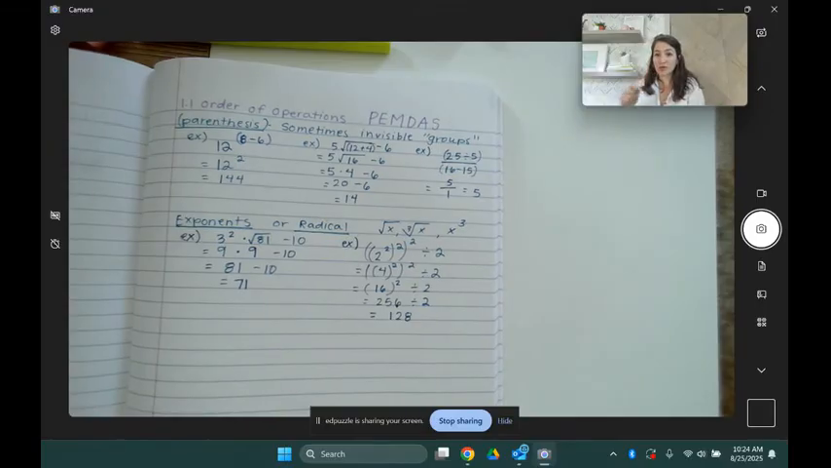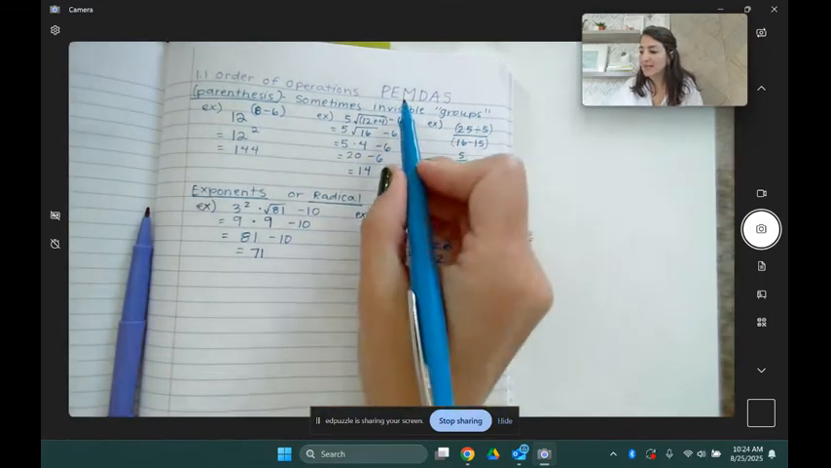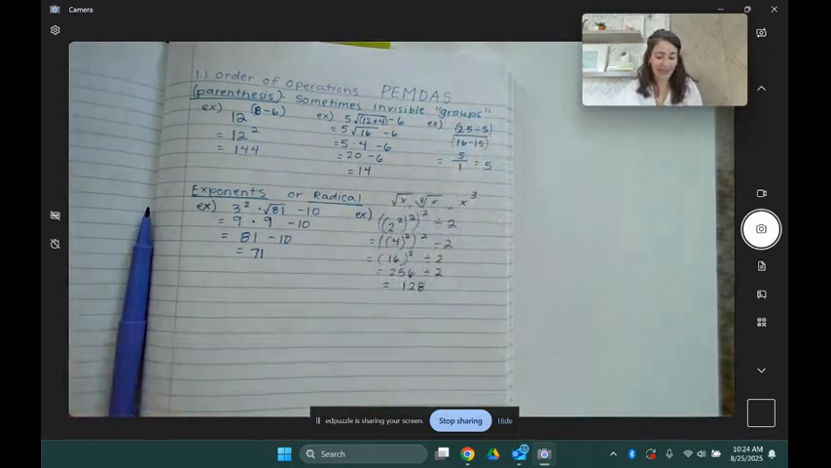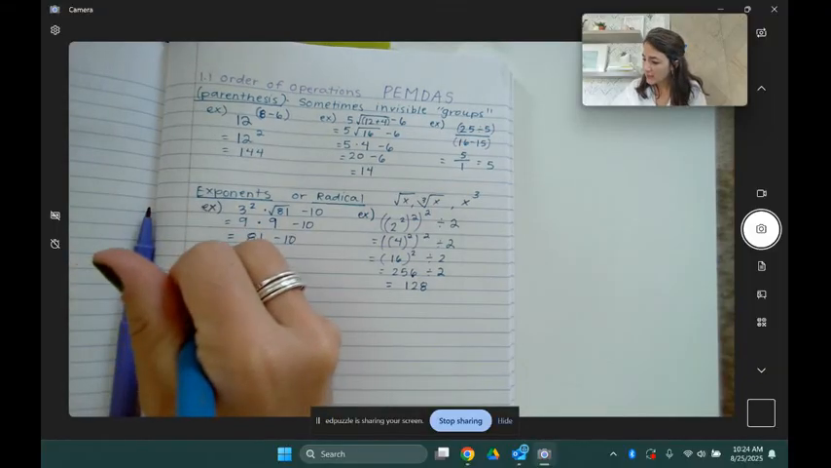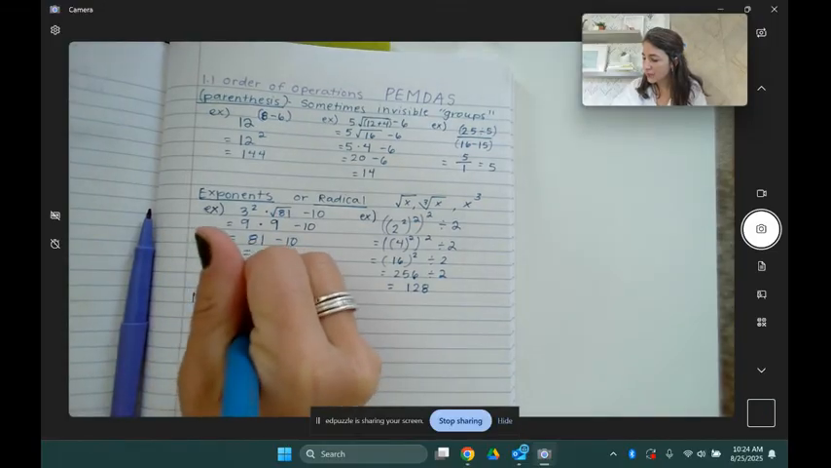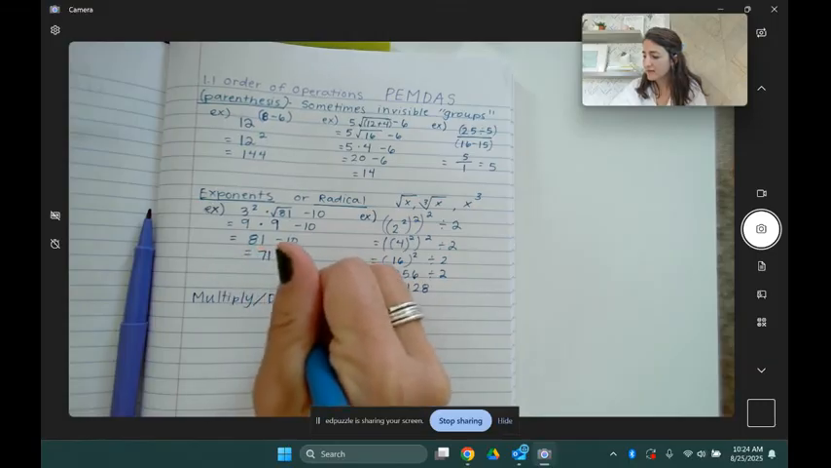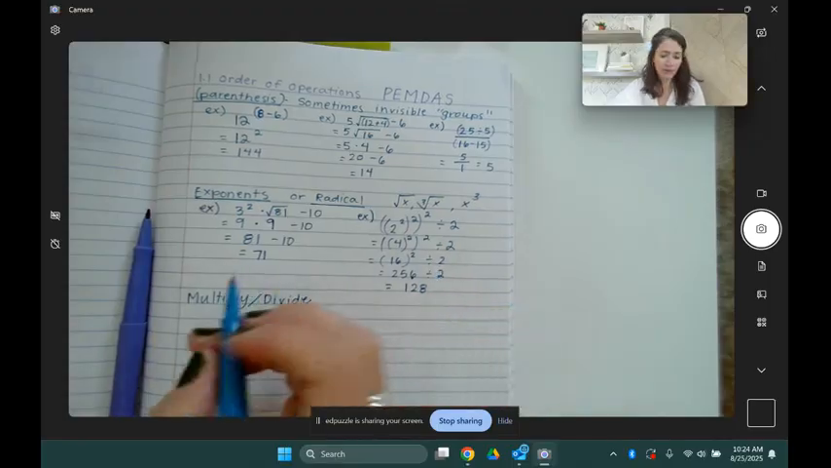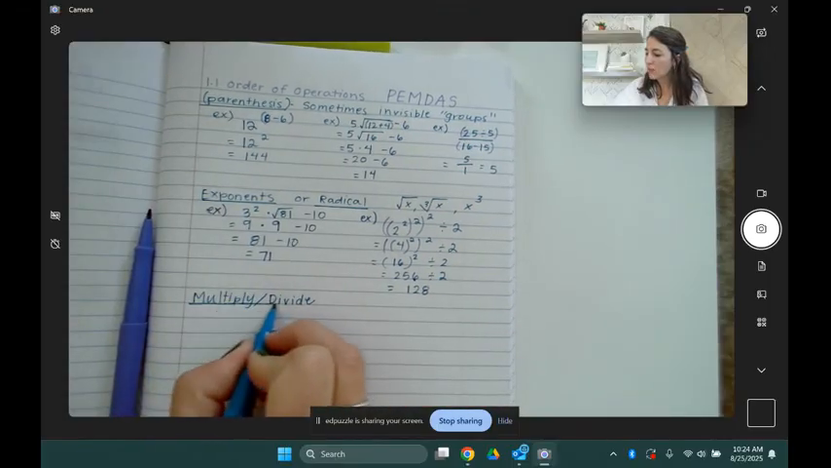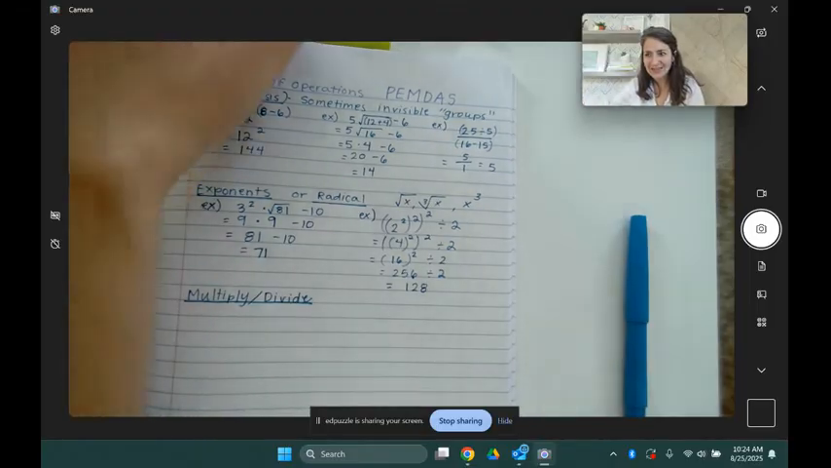Now there's 2 more groups here in my PEMDAS situation, 2 more groups. M and D are kind of together. So I've got multiply is what M stands for, and divide. And remember all the different ways I can write a multiplication sign. There's a lot of different ways.